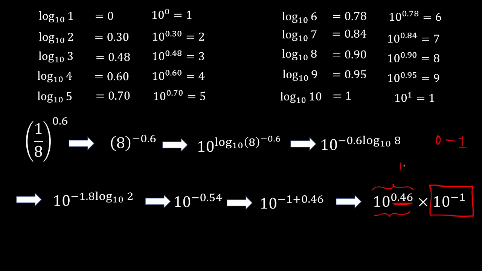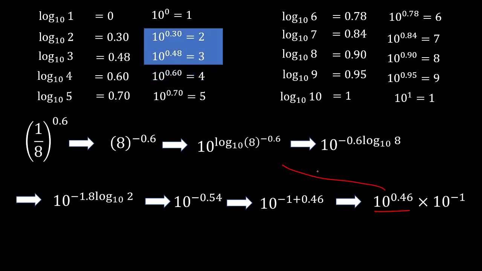Because of that, your 10 to the power 0 is 1, 10 to the power 1 is 10. So this part is between 1 to 10, and we are in the scientific notation now. And this thing you can now approximate from here, right? 10 to the power 0.46. 10 to the power 0.30 is 2. 10 to the power 0.48 is 3. So 10 to the power 0.46 should be 2 point something, very close to 3, right? So 2.7 or 8 maybe, something like that.